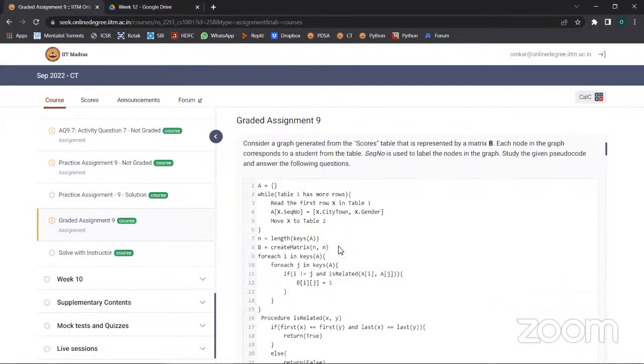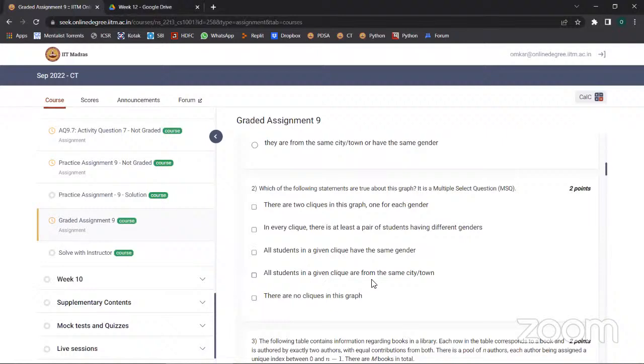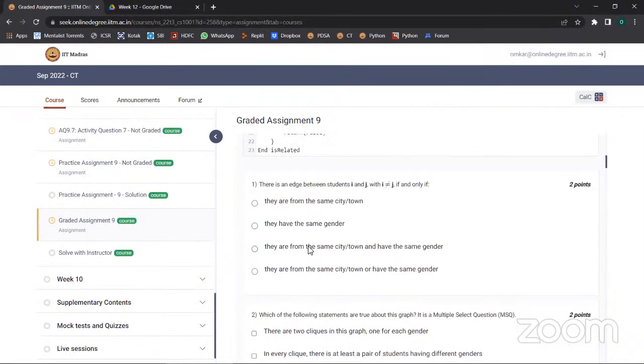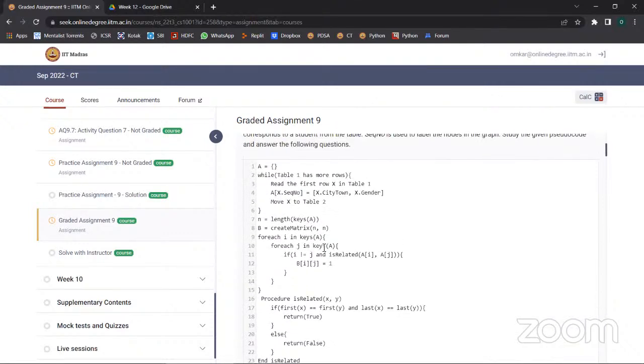I totally understand the point from where you are asking this doubt. I will not explain the pseudocode because I cannot. But if you observe line number 8, we are creating B is equal to create matrix. So B is your graph, right? Why do we say create matrix? It creates that adjacency matrix. Initially, it is with all 0, as explained in the lecture as per this line.